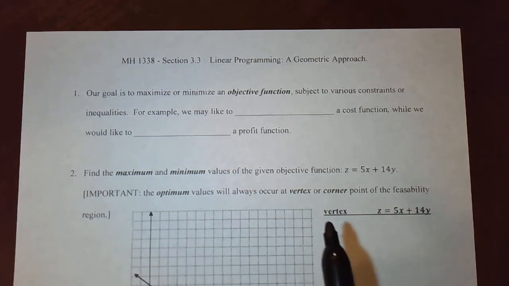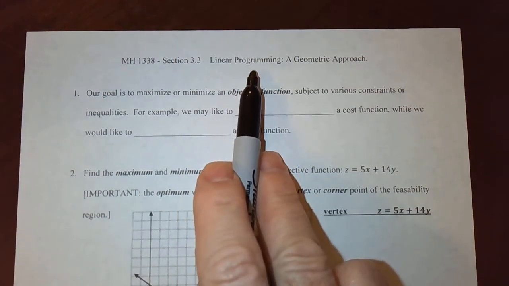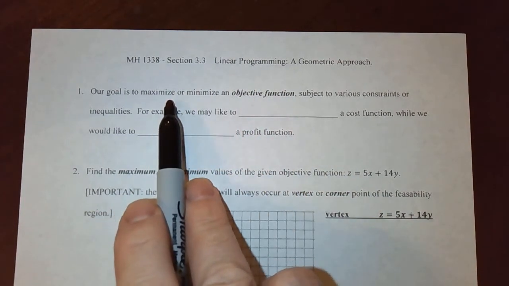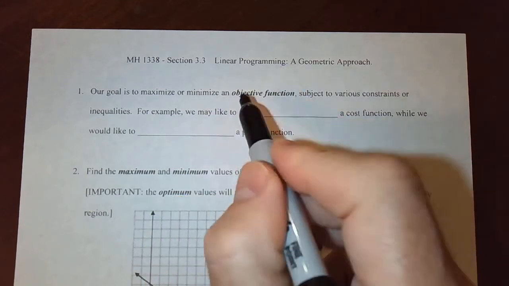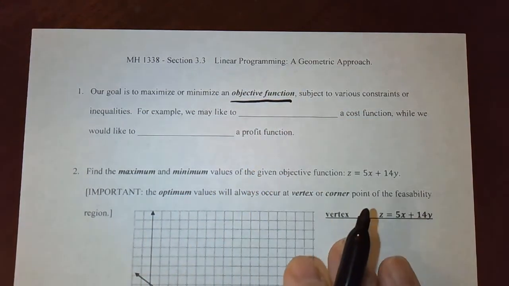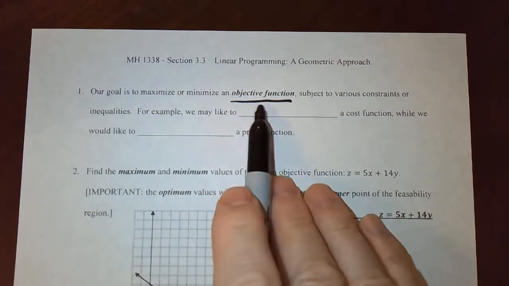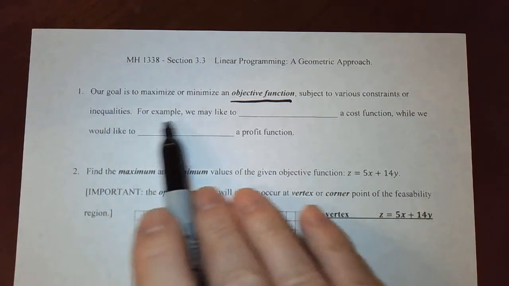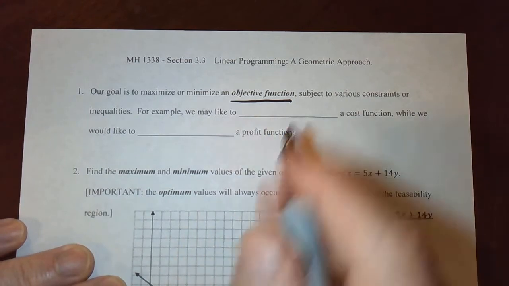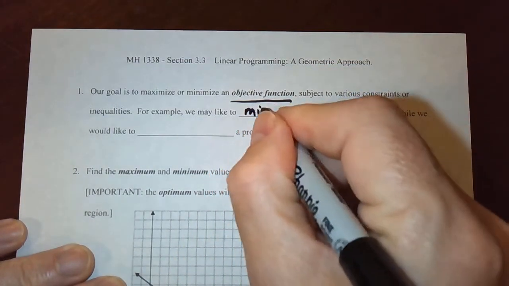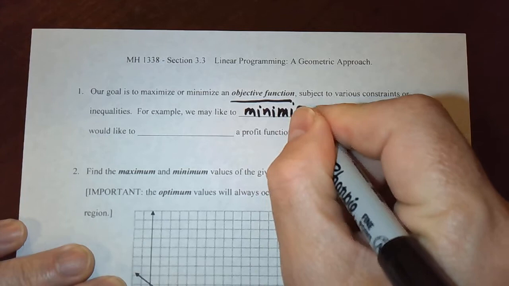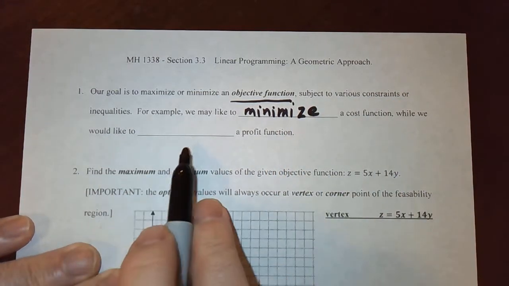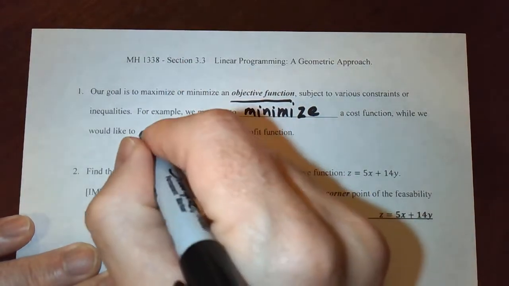In this section, we're going to use linear programming, which is what we've been doing up to this point already, in order to maximize or minimize an objective function. Now, we'll minimize it or maximize it based upon various constraints, which we think of as inequalities. For example, if it's a cost function, we might like to minimize costs. So we'll minimize a cost function while we might want to maximize a profit function.